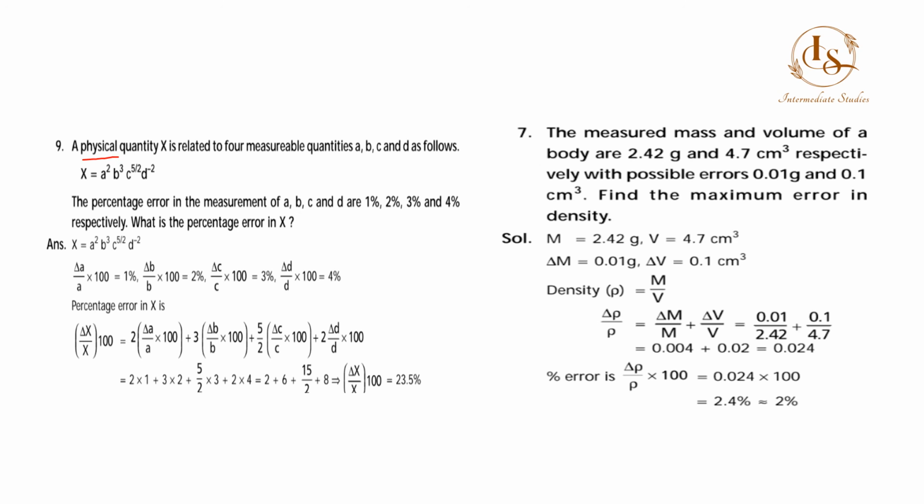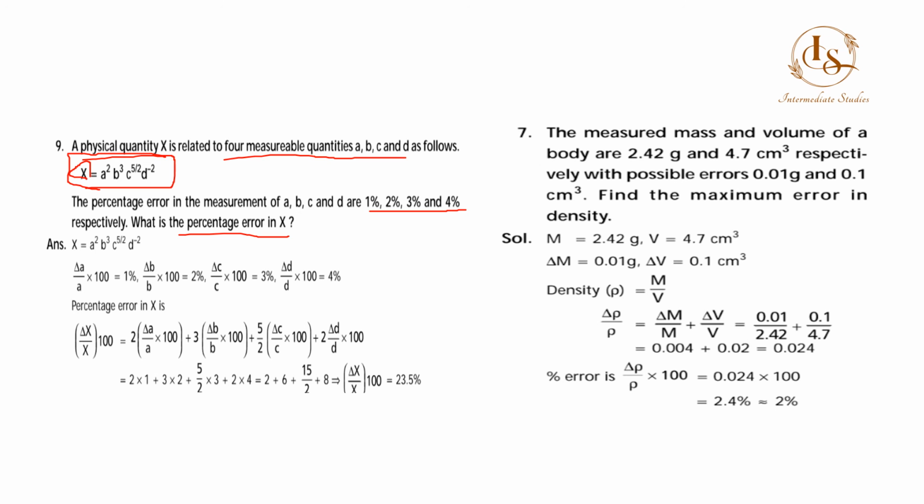See, a physical quantity x is related to four measurable quantities a, b, c, and d as follows. This is one expression: x is equal to a squared, b cubed, c to the power of 5 by 2, and d to the power of minus 2. Here the percentage errors in the measurement of a, b, c, and d are given as 1, 2, 3, and 4 percent respectively. They are asking to calculate the percentage error in x.